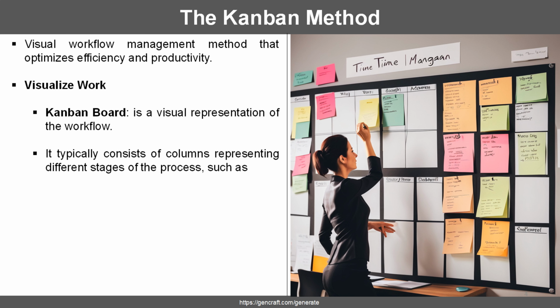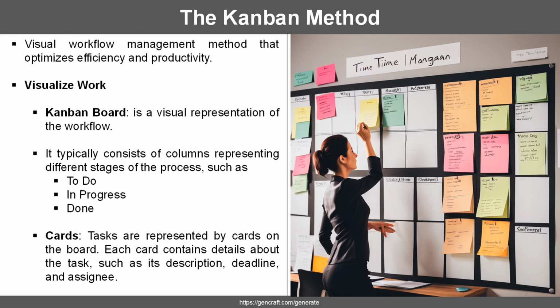It typically consists of three primary columns, such as the to-do column, which lists all the tasks waiting to be started. The in-progress column tracks work that is currently in progress. The done column lists all the tasks that have been completed. Task cards represent each task on the board. These cards include key details like task descriptions, deadlines, and assignments.